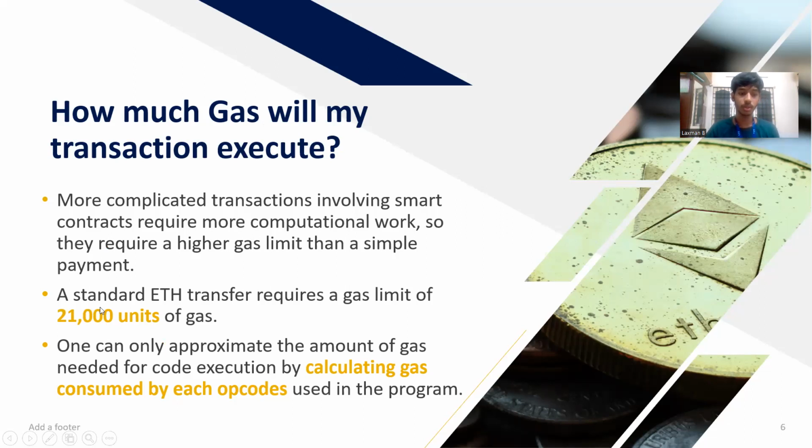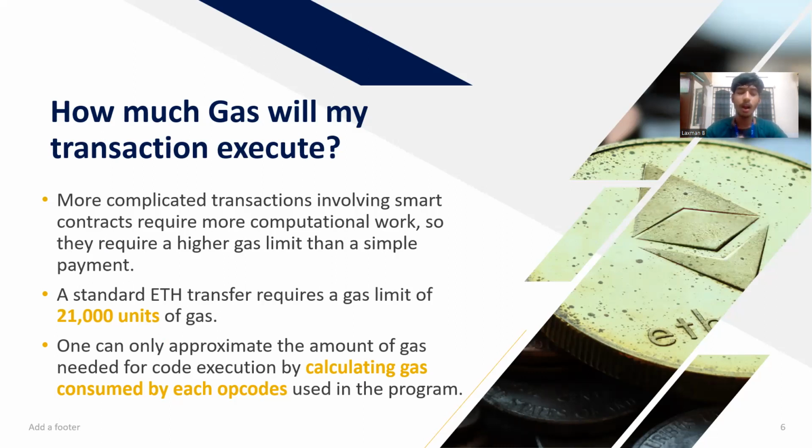that we need 21,000 units of gas for a simple transaction. For a simple transaction of money from person A to person B, the standard amount of gas needed is 21,000 units. This is standard. However, if you are running some complex algorithm or smart contract, as I said before, then you need to accurately calculate how much gas is needed to facilitate that smart contract in the Ethereum blockchain system.